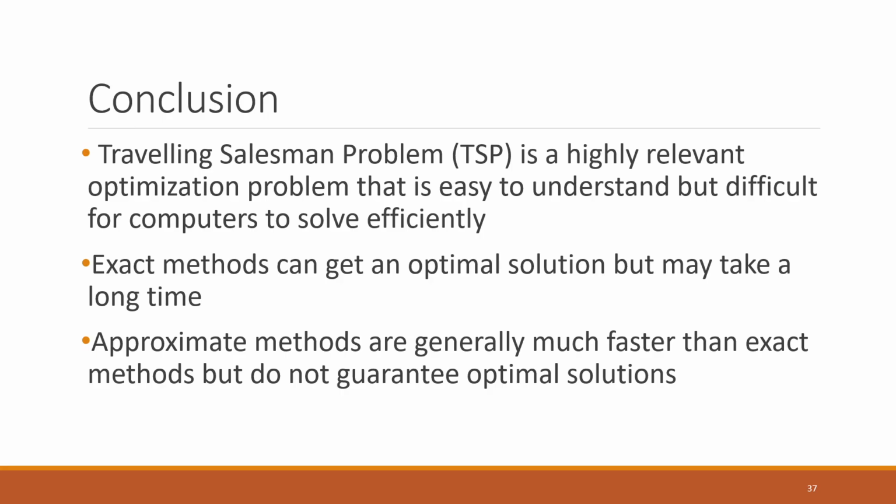In conclusion, the traveling salesman problem is a highly relevant optimization problem that is easy to understand, but difficult for computers to solve efficiently. We have a lot of exact methods that can get an optimal solution, but they may take a long time to run. And we also have a lot of approximate methods that are generally much faster than exact methods, but they do not guarantee optimal solutions.